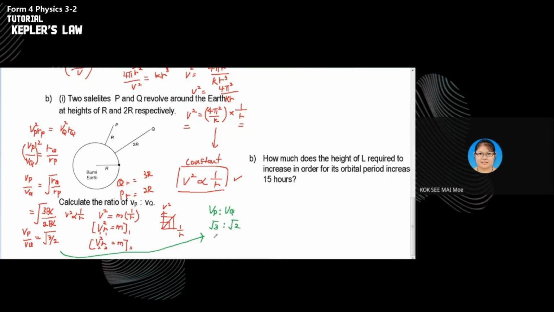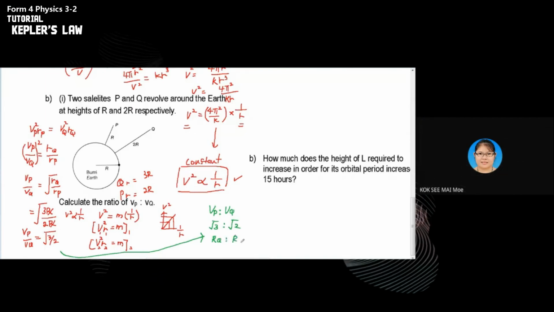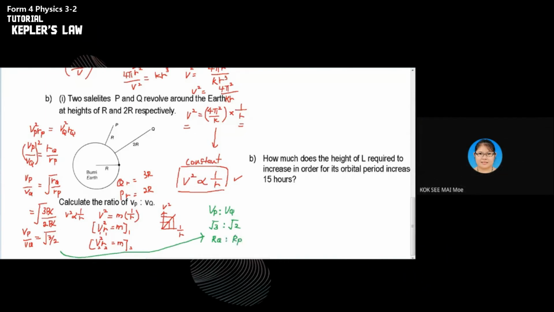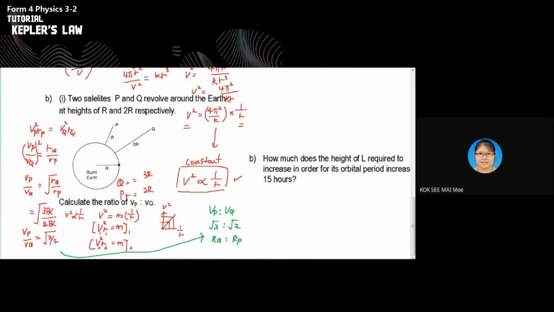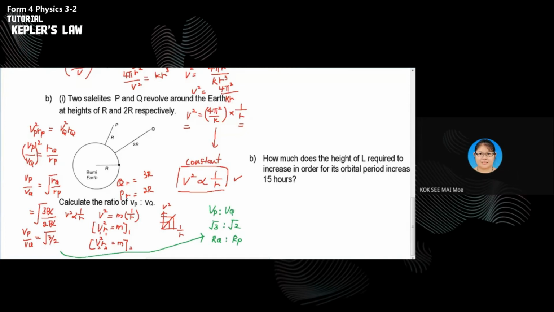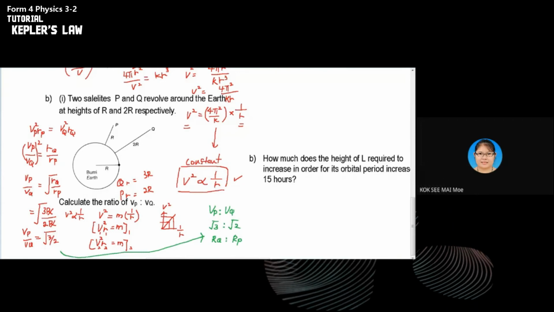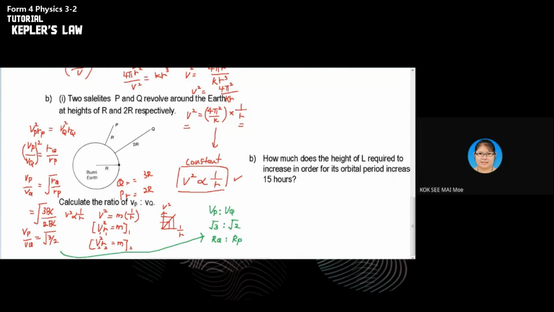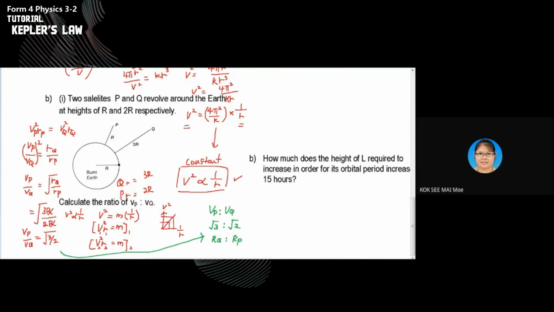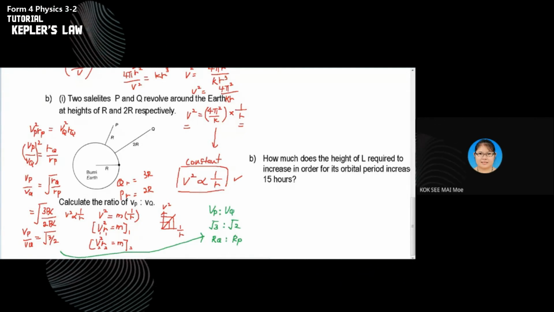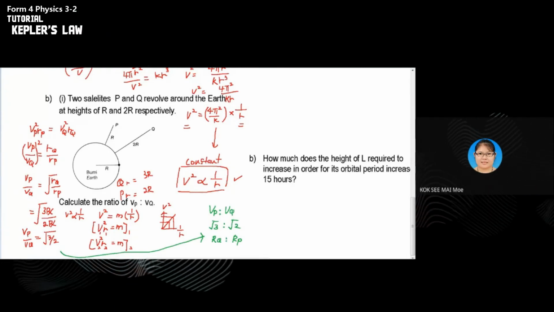So this one is RQ, RP. So this question also has no values. You see, they just want to find the ratio. So from here, question A and question B are related. We're using the same formula to bring down V and R. Then after that, we find the relationship between the speed of P and the speed of Q.